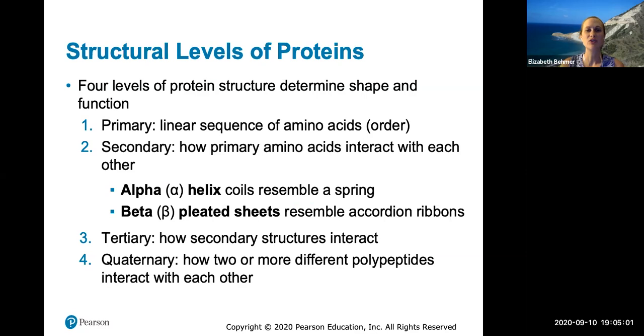Really simply, the structural levels of proteins: there can be a primary structure, which is a linear sequence of amino acids. That just means amino acids in order. A secondary structure of amino acids is how they will interact with each other. This is when the amino acids might coil together to form like a spring, or a beta pleated sheet, like an accordion ribbon. So primary structure is just a line of amino acids. Secondary is how they're bonded or interacted with each other. Tertiary is how the alpha or beta sheets will interact with each other. And then quaternary structure of proteins is how different polypeptides will act with each other.